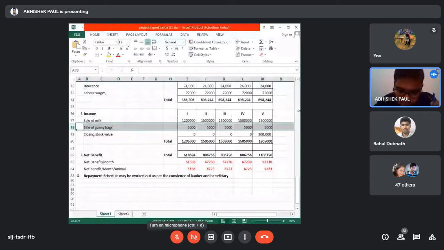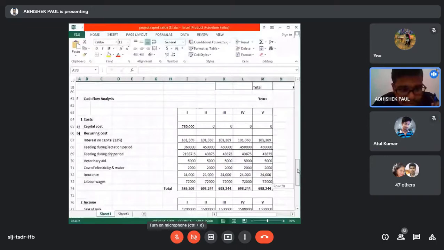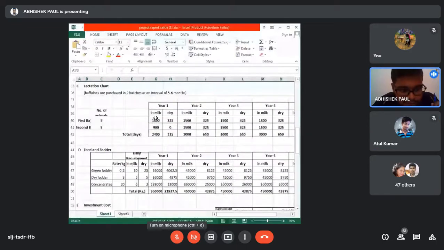No. Sir, 300 for milk cows, 180 for dry cows. See, this is the chart. Okay, don't get confused. 1500 milk days and 900 dry days, it is 2400. In the first year, total milk days is 2400 and total dry days is 325. Okay, so you see the amount of feed. How to calculate?